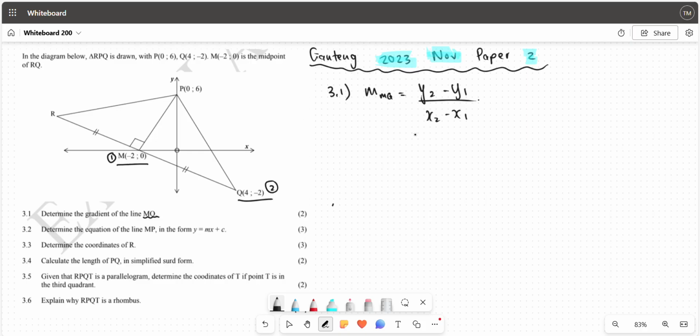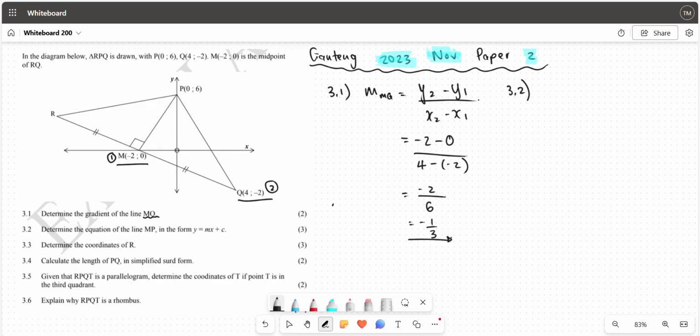Why? Because when I substitute, I need to substitute correctly. So the y of 2 will be this negative 2 that is subtracting the 0, divided by the 4 that is subtracting a minus 2. So please make sure when you're substituting correctly. And if you do this, it'll be a negative 2 at the top divided by a 6, and this is just a negative a third. So that's 3.1.